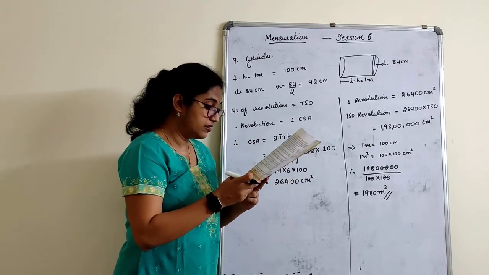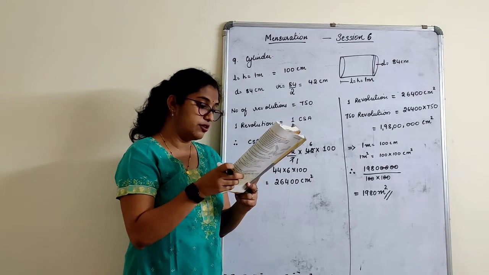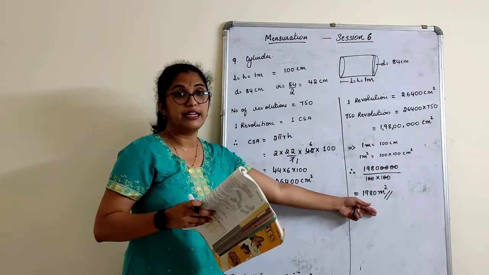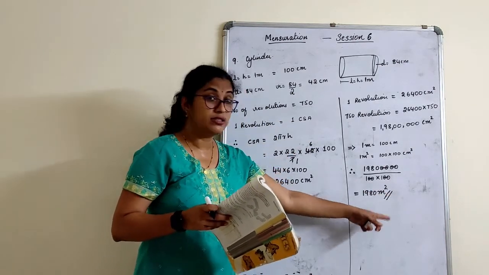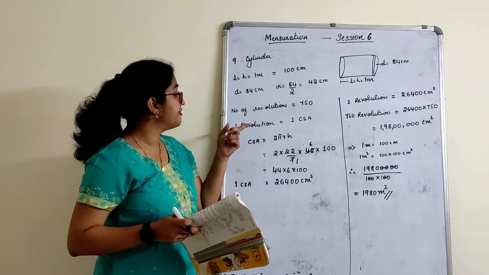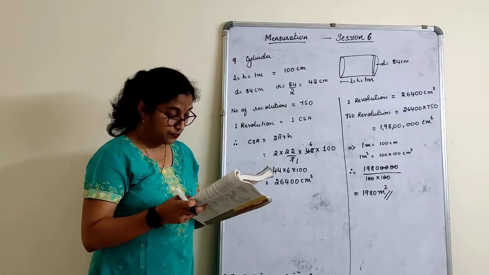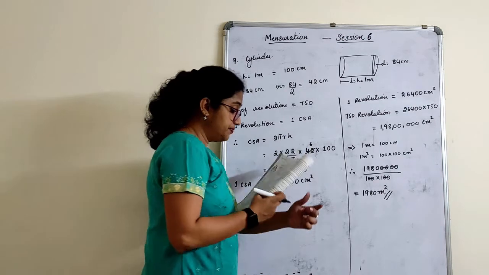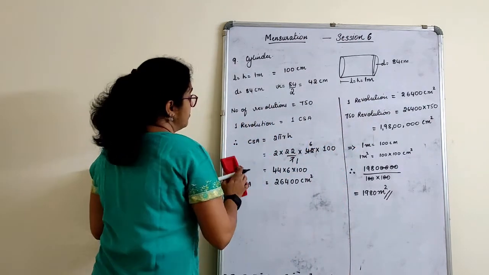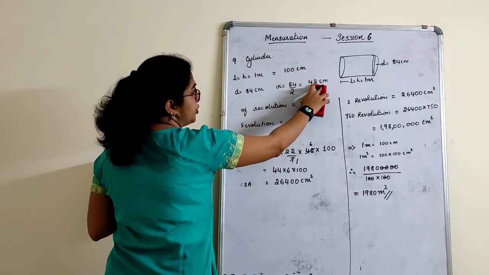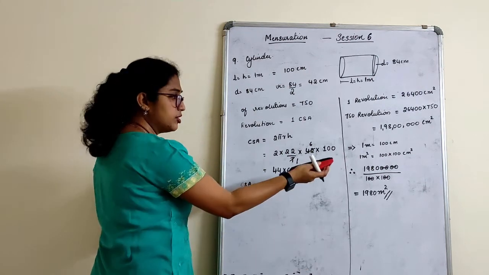So the question here: find the area of the road. This is the area of the road. That means to cover this, it takes 750 revolutions. Okay. And the last sum, if you want, you can take the conversion here only and do it. You will get the same thing.